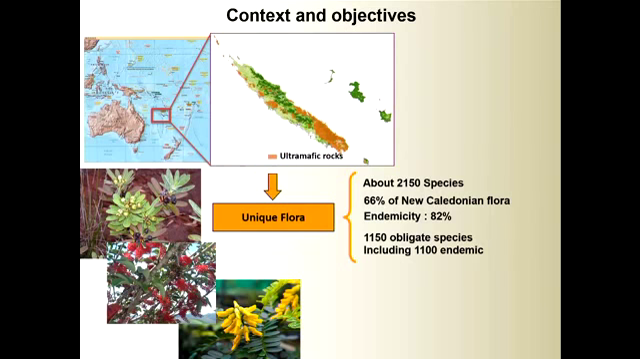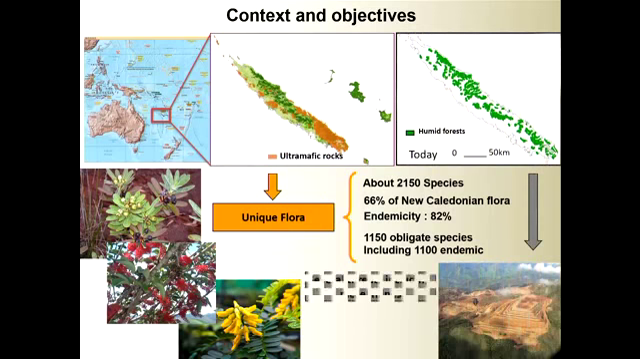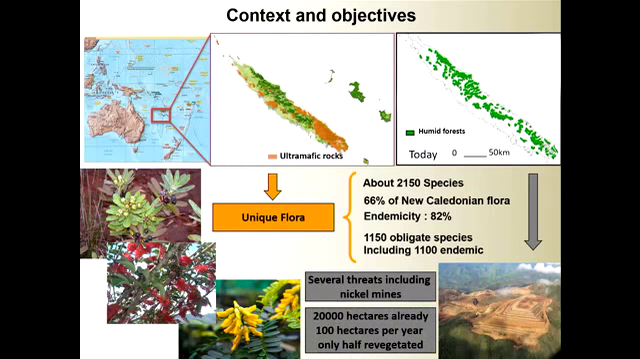And that has led to speciation. As you can see, 66% of the flora grow on this kind of soil, with an endemicity of about 80%. And about 1,100 species are obligates from this soil. Unfortunately, like everywhere, there are several threats, including nickel mining activities that led to degradation.